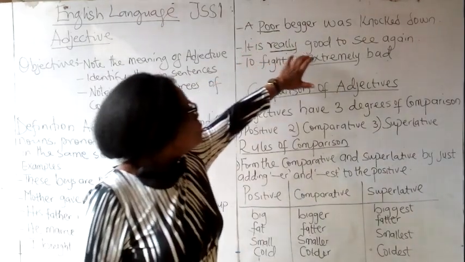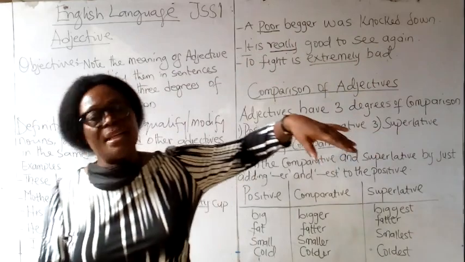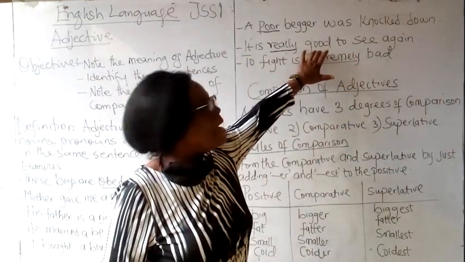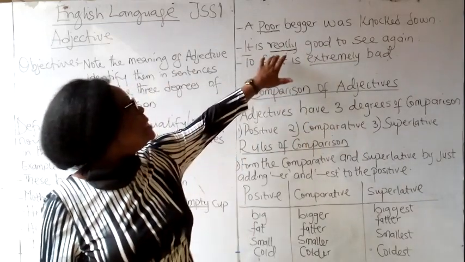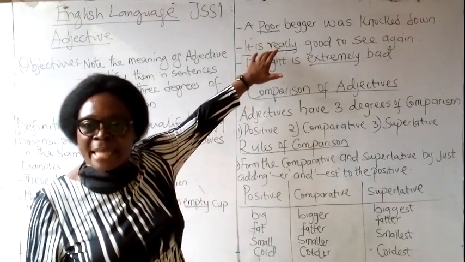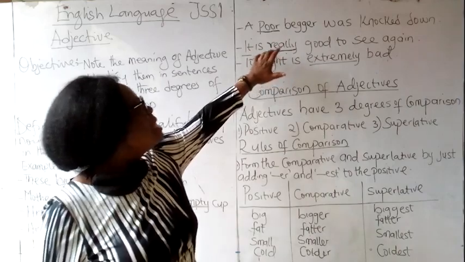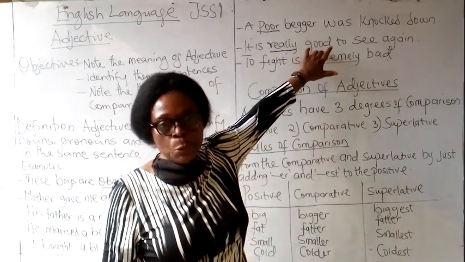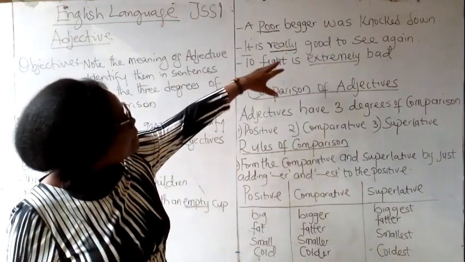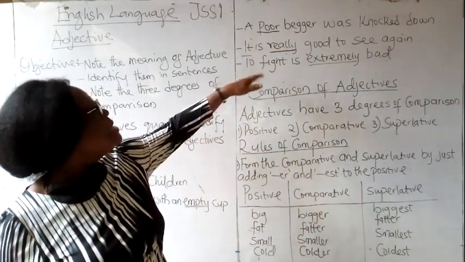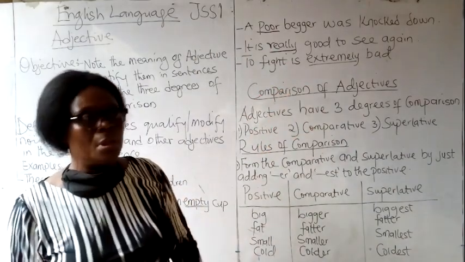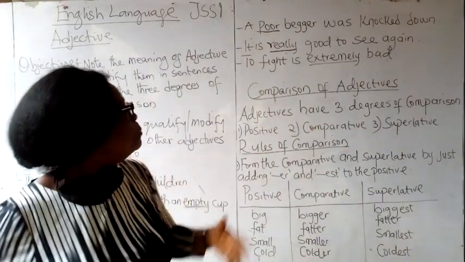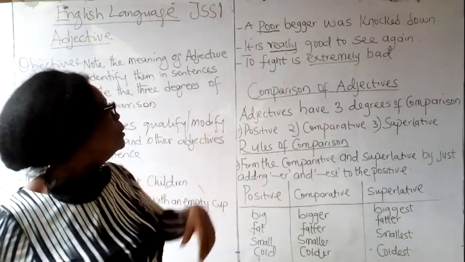It is really good to see you again. In this sentence, you can see that the adjective here is good, but here again, another adjective which is really is used to tell you the degree of good that is there. It is really good. Good can be fairly good, but here it is telling you really good.